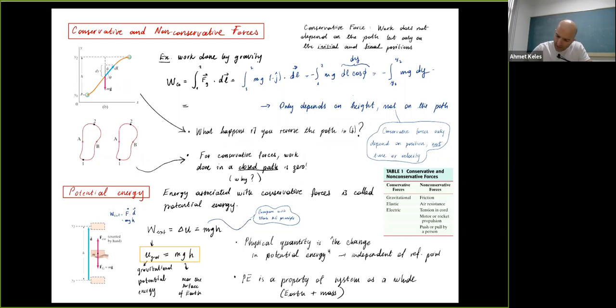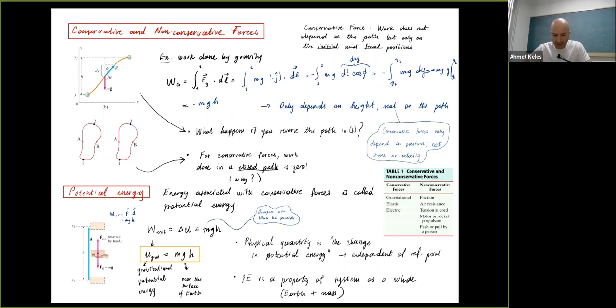This is mgy from y1 to y2, with a minus actually. And if I put y2 minus y1 to be h, what I get is minus mgh. What is interesting about this result is that, like I said, we did not specify the path. We could easily consider a different path like this, set up the same line integral, and we would get the same result. So this only depends on height, or it only depends on the initial and final configurations.